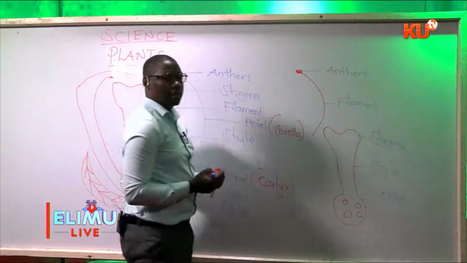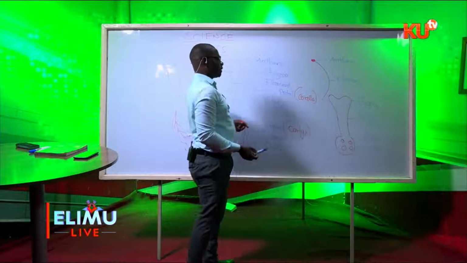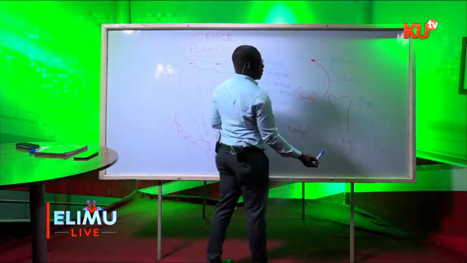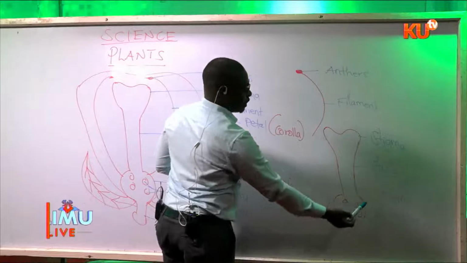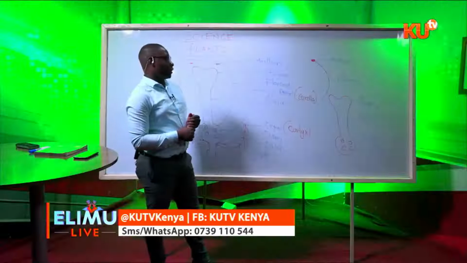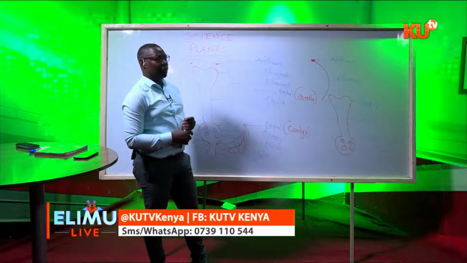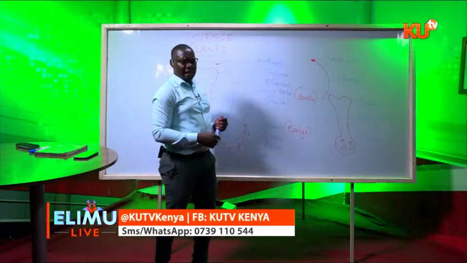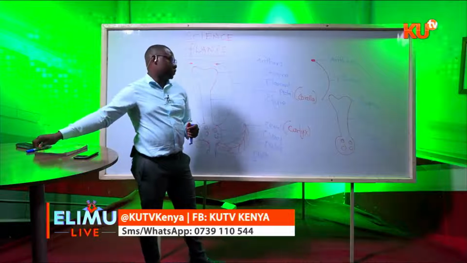That forms the female parts of the flower. We have the stigma, we have the style, we have the ovary, and finally we have the ovules. So in these male and female parts of the flower, let's look at the functions of each of the parts.